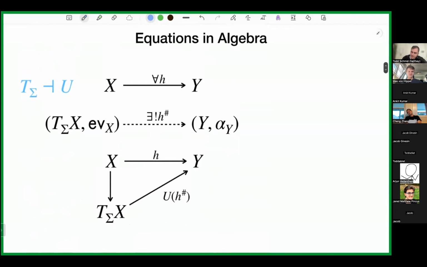So what the adjunction is saying is that if we're given a function from a set of variables to an algebra Y, right here, we're starting with this data, then we get a unique homomorphic extension of that map to the terms. And that the extension property just means that this little triangle down here commutes.